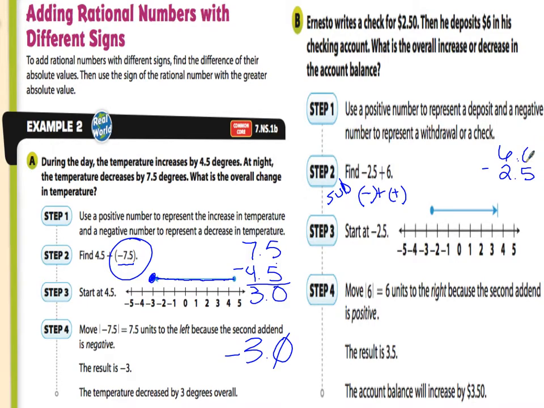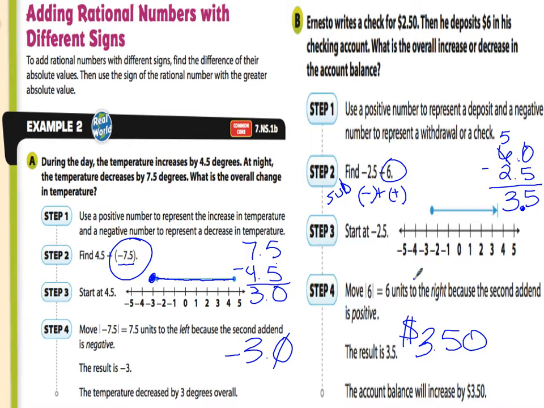Okay, so I'm going to add a decimal and a 0 here. 10 minus 5 is 5. 5 minus 2 is 3. Bring down my decimal. 6 has the greater absolute value, so I know that he has that $3.50, or it was actually an increase of $3.50.